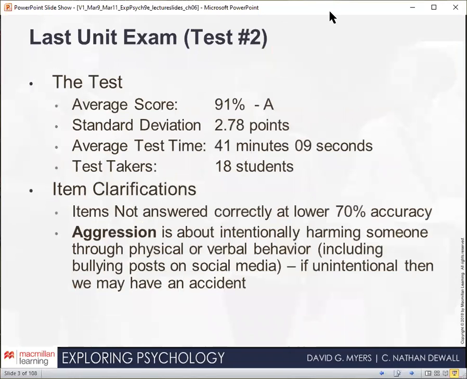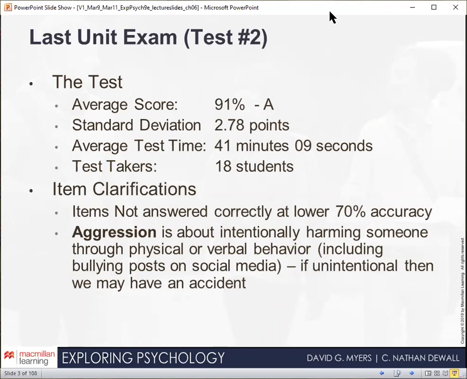So let's go ahead and look at this. Our last unit exam, which was test number 2, I want to go over with you real quickly, some of the test-specific items as well as some of the characteristics of the test and your performance. The average score was a 91, and that is still an A. We saw a little bit of a dip in performance from the last exam, where your average for this class was a 95. The standard deviation was 2.78 points, or around 3 points. The test time was 41 minutes and 9 seconds.